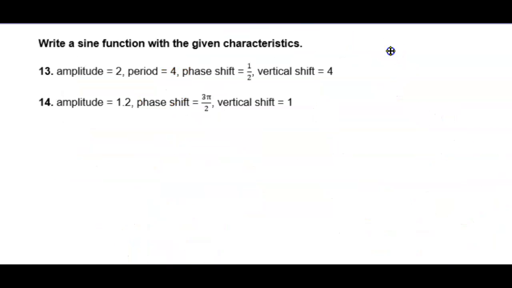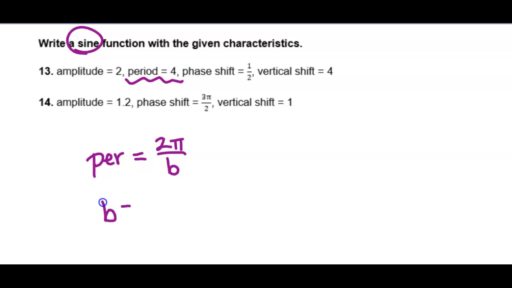This is writing a sine graph, and it does say specifically sine. The first one is funky. It has a period of 4. It does not say a period of 4 pi. So we're going to talk about the fact that a period is usually 2 pi divided by b. But if we have b, then you take 2 pi divided by the period to find the b value. They are reciprocal relationships.